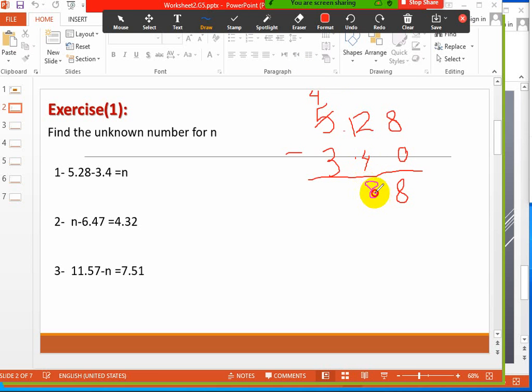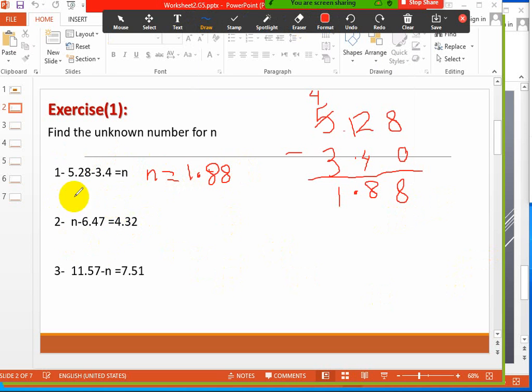Very good. Equals 8. Now, yes, 4 minus 3 equals 1. So the answer will be, or n here equals what? Very good, Lana. Thank you so much. So n here is the answer for this subtraction. That means n is a difference here. Okay.